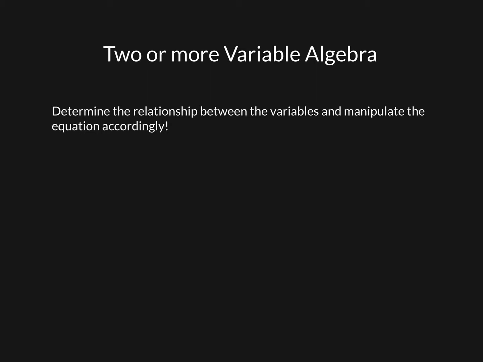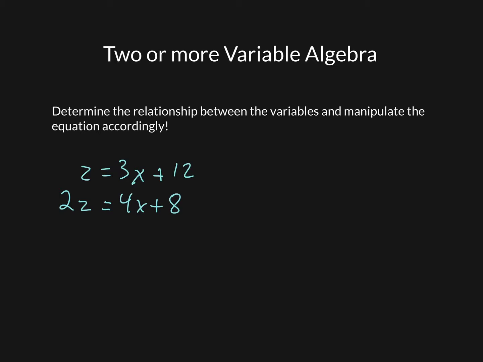Now, for example, let's say we had a question that gave us z equals 3x plus 12 and 2z equals 4x plus 8. Now, in a problem like this, all we have to do is manipulate the equation accordingly. Well, there are multiple ways to do this. You can solve for z, solve for x. My first thing is I see that we have z equals 3x plus 12 and 2z equals 4x plus 8.